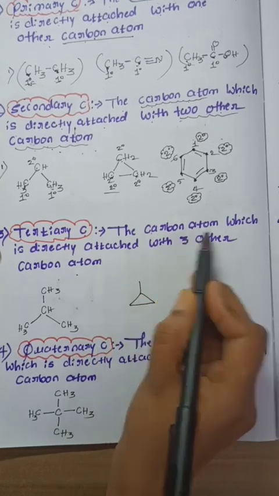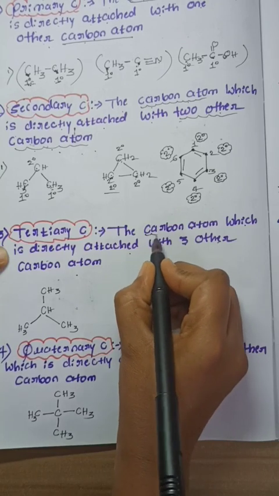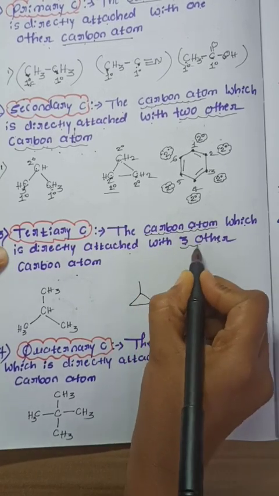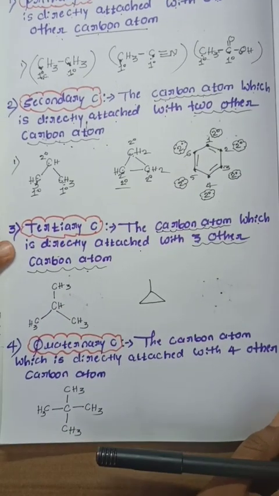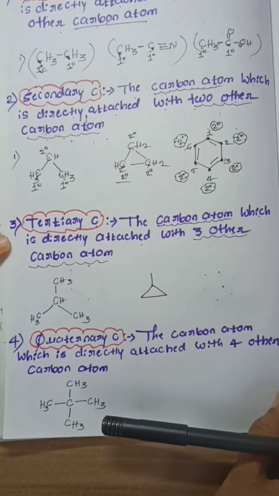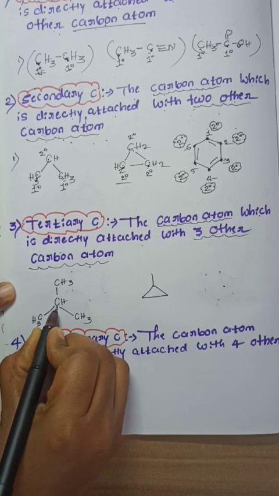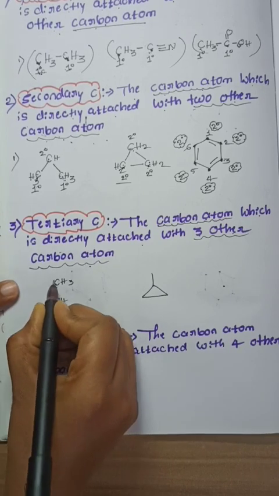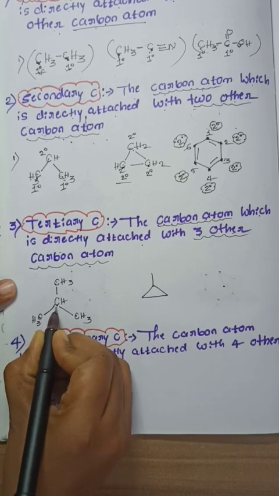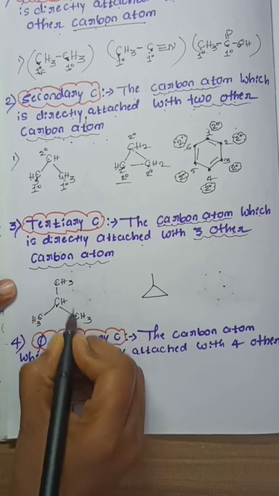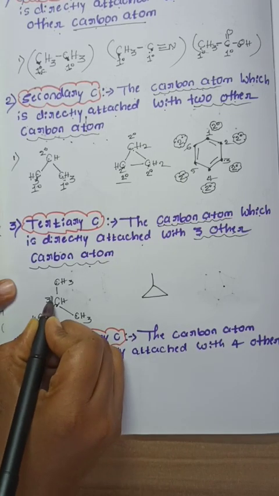The carbon atom which is directly attached with three other carbon atoms, means one carbon atom should directly attach with the other three carbon atoms, that one we call tertiary carbon atom. Now here is an example: see the central carbon atom directly attached with the first carbon, second carbon and third carbon, means this carbon is directly attached with 1, 2, 3, so this central carbon we call tertiary carbon.